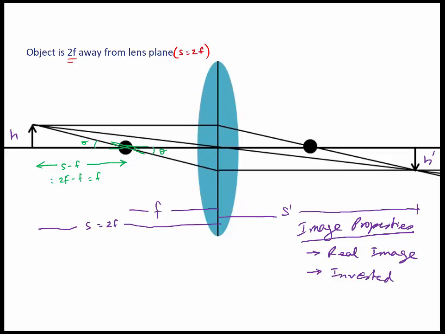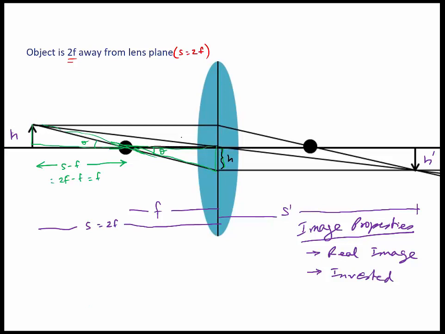I've got the same distance f from the object to the focal point, and then the same f from the focal point to the lens plane. So that tells me, just based on the triangles, this triangle and this triangle are congruent triangles. They have the same angles and same sides. So that tells me that this here is going to be h also.